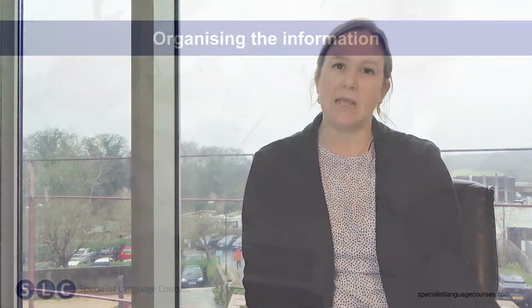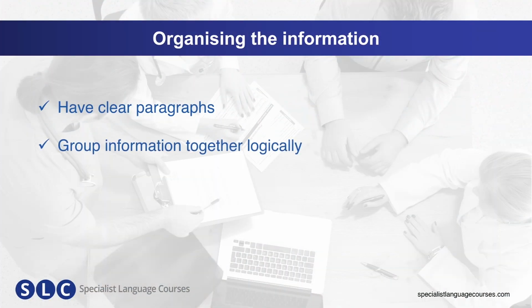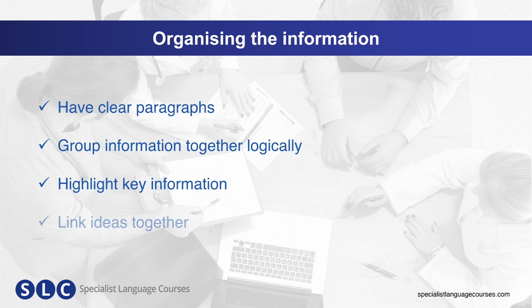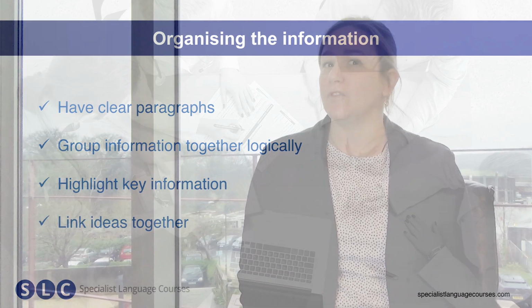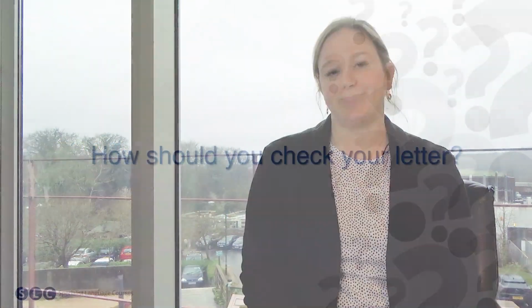How should you organise the information? So once you've decided on the relevant information to include, you need to make a plan and think about how you're going to organise that information. It should be clear and logical. You need to write in clear paragraphs and leave a space between each one. Key information needs to be highlighted so that important information is easy to find by the reader. You can connect your ideas together using some linking expressions, but don't overdo it. And don't use formal academic linkers like moreover.